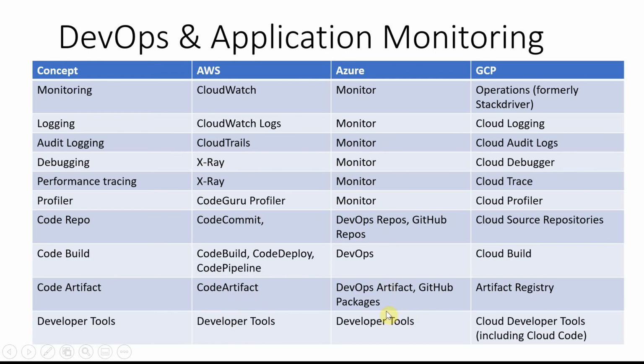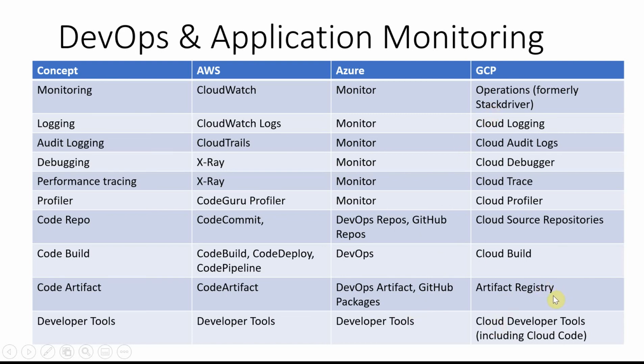In Azure, it is the Azure DevOps artifact and GitHub Packages. Packages are different, GitHub repos are different. So those are different components in GitHub. And in GCP, it is Artifact Registry.